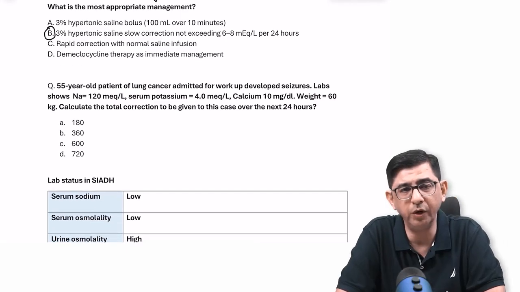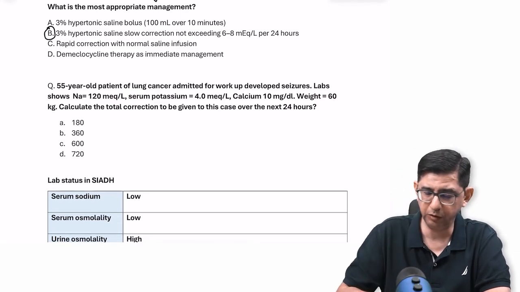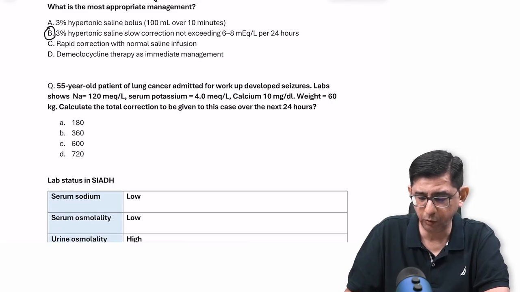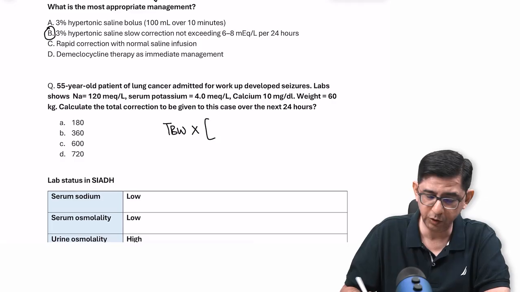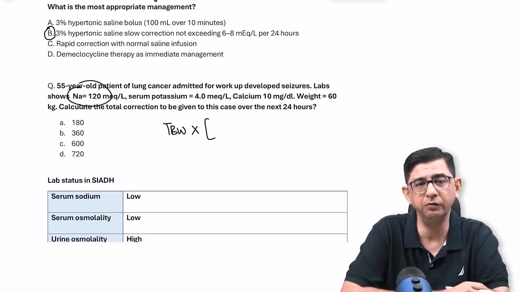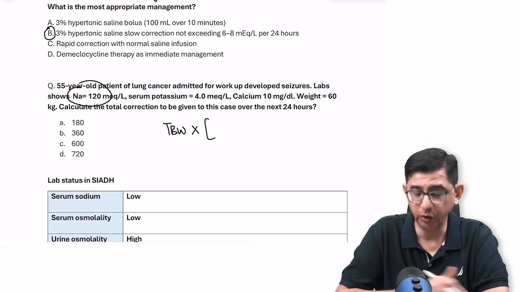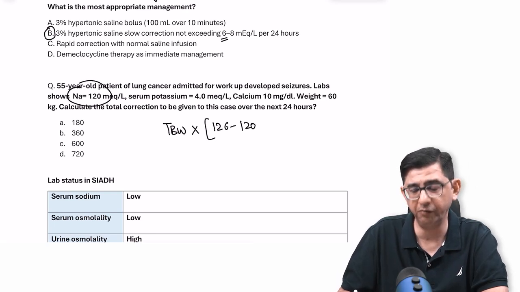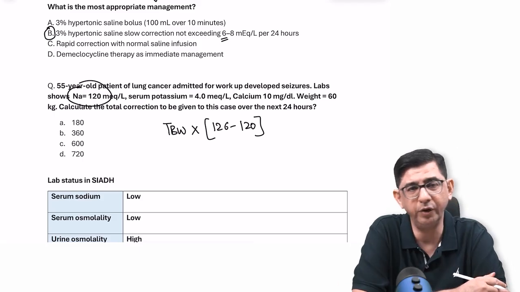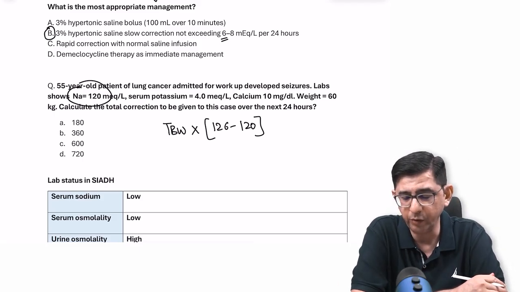Then he has made us calculate using the formula for correction. The formula for correction is total body water into desired value minus the actual value. In this patient, the actual value is 120. I want to increase by 6 points, that is 6 milliequivalents is the safe value here. So I want to go to 126 from a value of 120. Desired value is 126, actual value is 120.